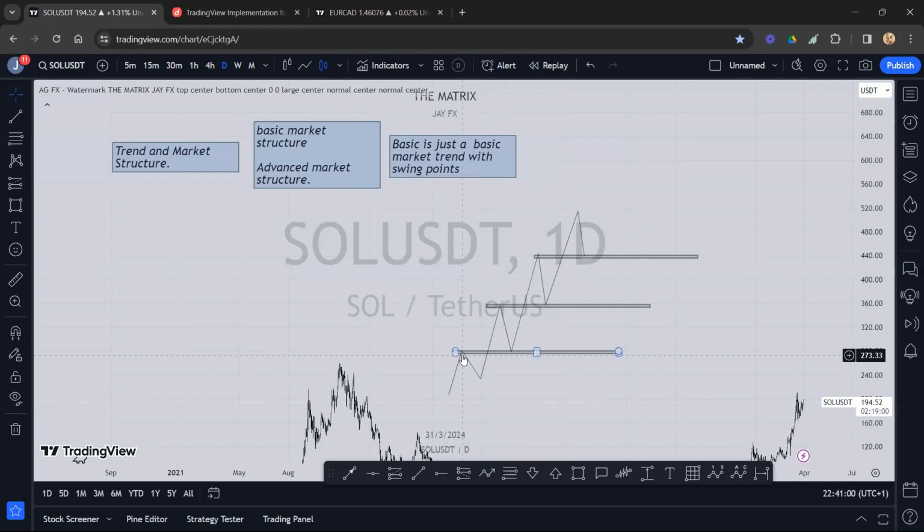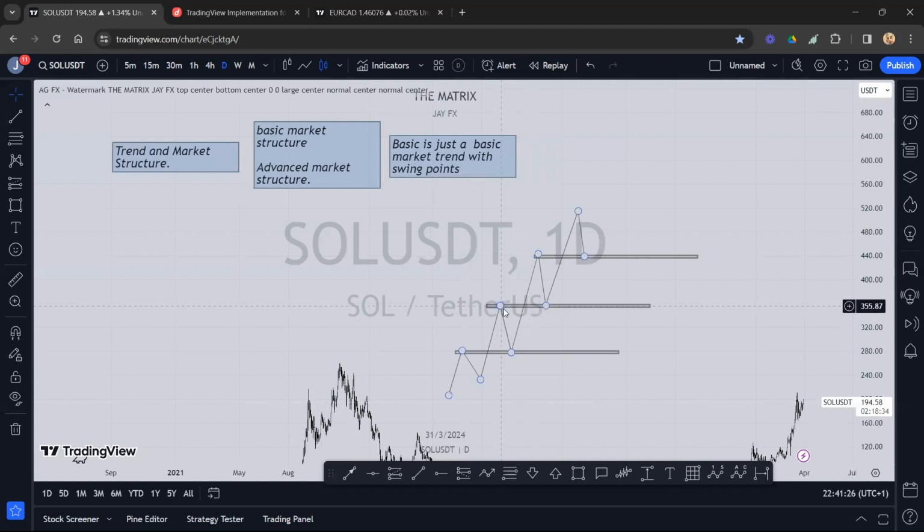Okay, so when the market got here, it rejected. When it came back, it broke this high. Now what happened next? The market came back to test that level that it broke, creating a swing point here. Now when the market retested that level, it went back up.